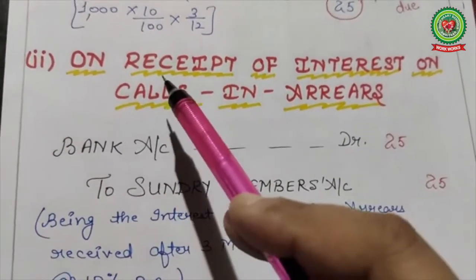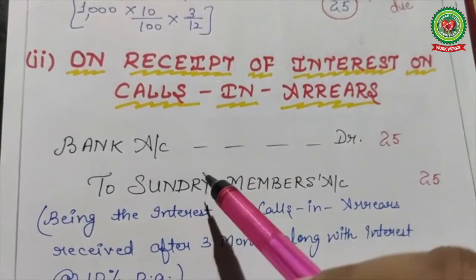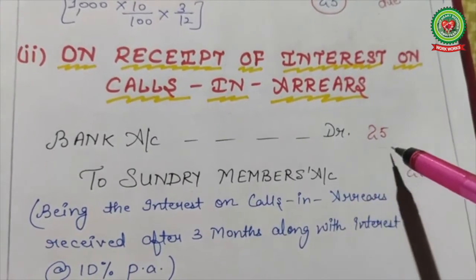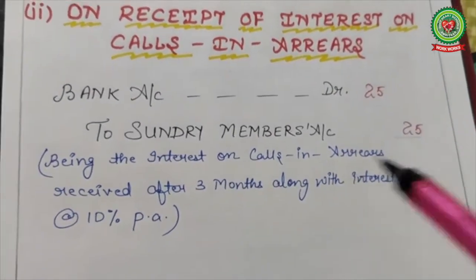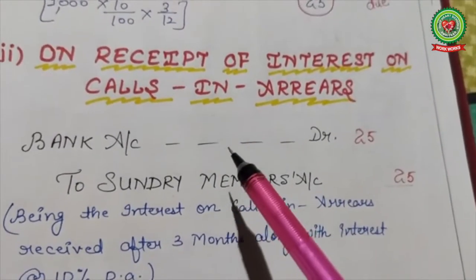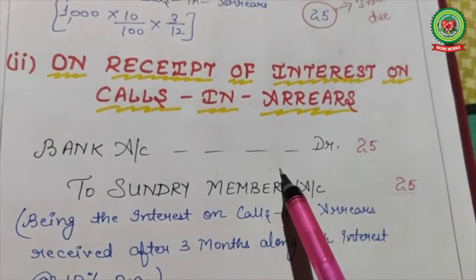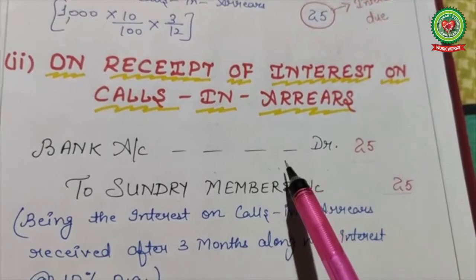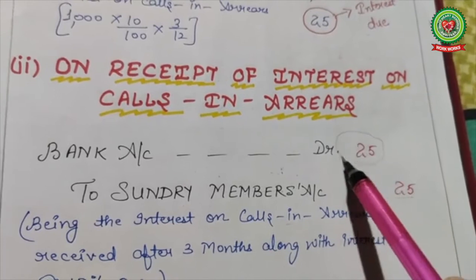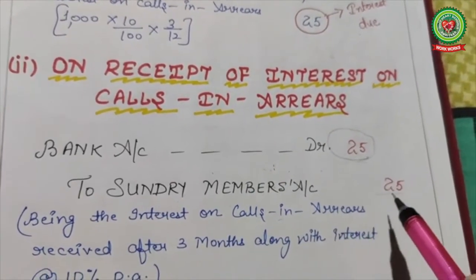Second entry, on receipt of interest on calls in arrears: when you receive interest, bank account is debited to sundry members account. Now here you receive ₹25, being interest on calls in arrears received after 3 months. So why is bank account debited? Credit what goes out and debit what comes in. Here cash comes into the bank. So ₹25 is received by the company from the shareholder.